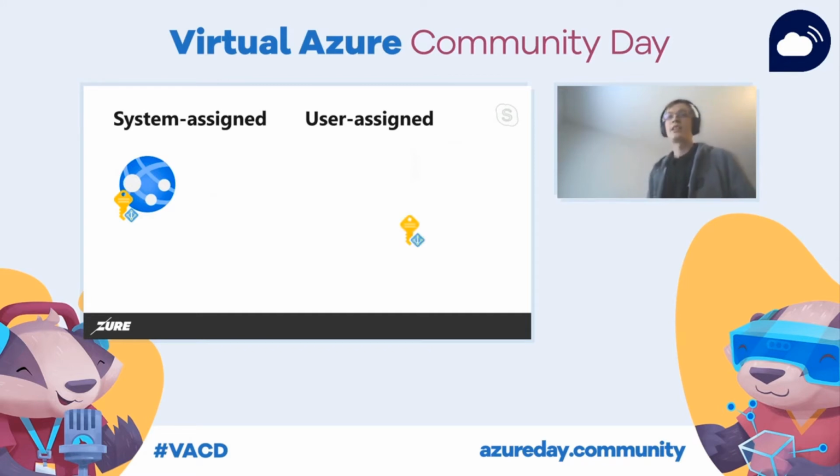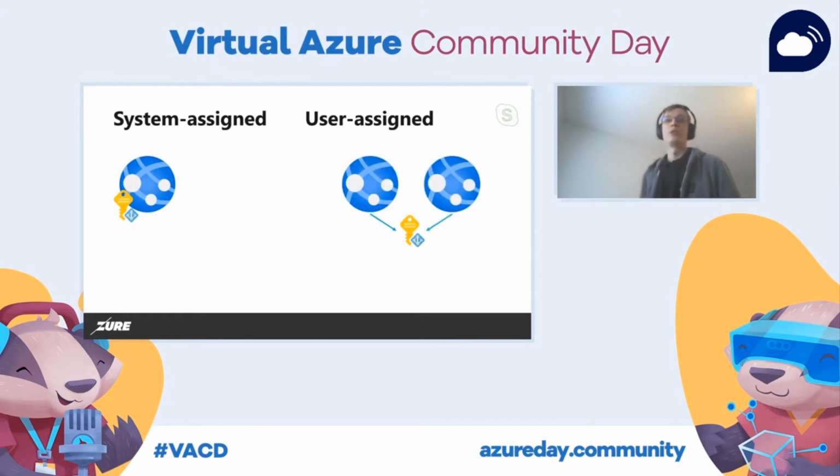User assigned identities are different in that they are actually a separate resource that you create in Azure. So you create one, and then once it's created, you can assign it to one or more Azure resources. And this is where you get that difference, because you can assign it to multiple resources. Those resources can share an identity, or those resources can also use multiple user assigned identities if you want them to have multiple identities. Now, if we were to delete that app service, of course, it doesn't delete the identity because it's a separate resource.